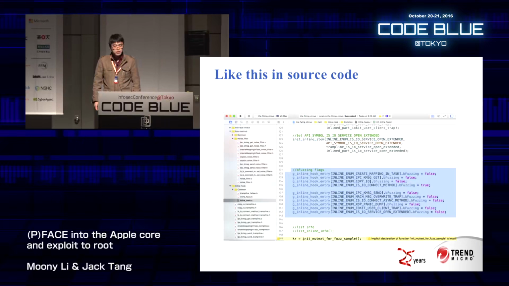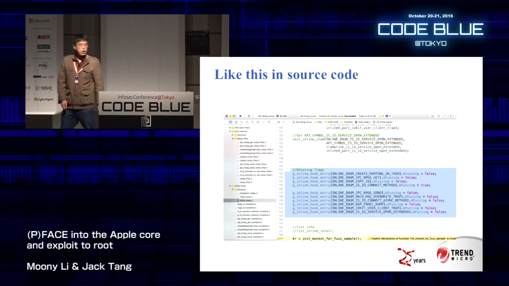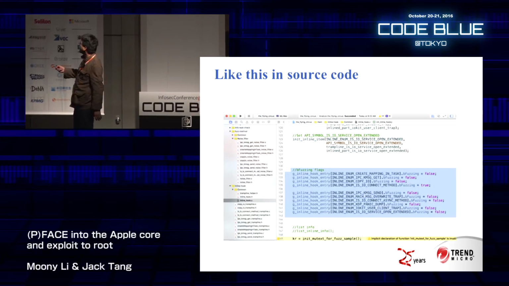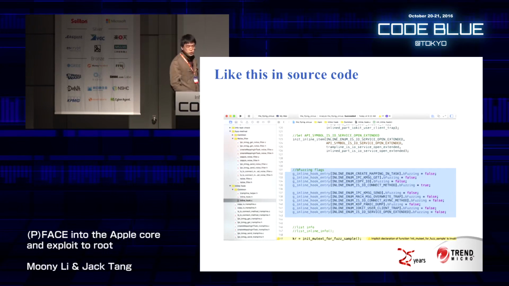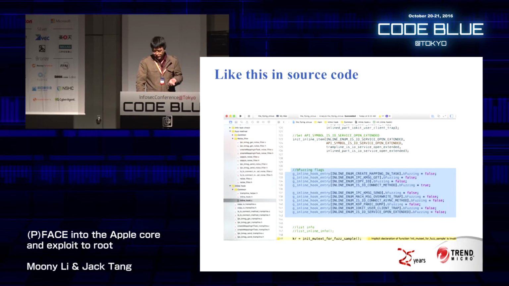Okay, let's take a glance at all the hooks in our source code. We have set all the hooks by flags using Booleans. You can activate a hook by setting the Boolean from false to true, and then it will take effect.